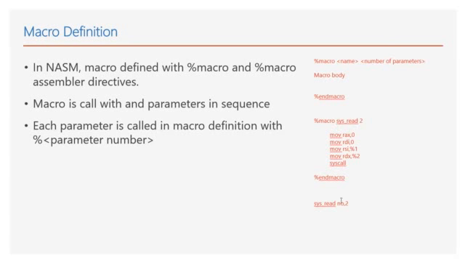Here the call of the macro is shown. Here the macro is defined with the name sysread and two parameters are passed in this macro. And the macro ends with this %endmacro. Here when the macro is called, sysread number and 2 is the parameter. So two parameters are used when the macro gets called. It is the definition where these two parameters get used in the program.